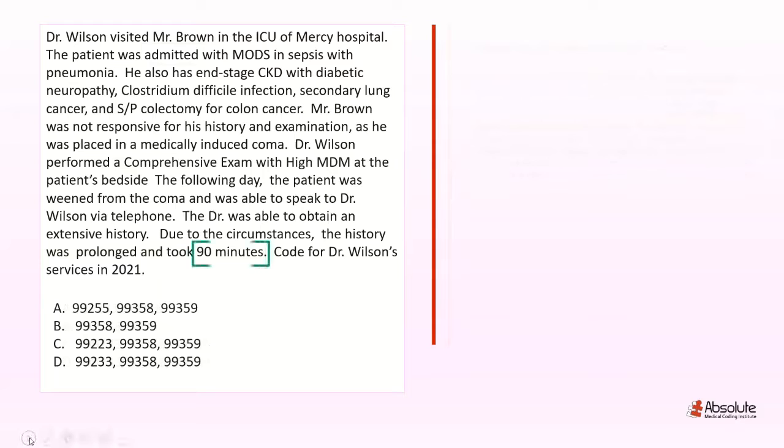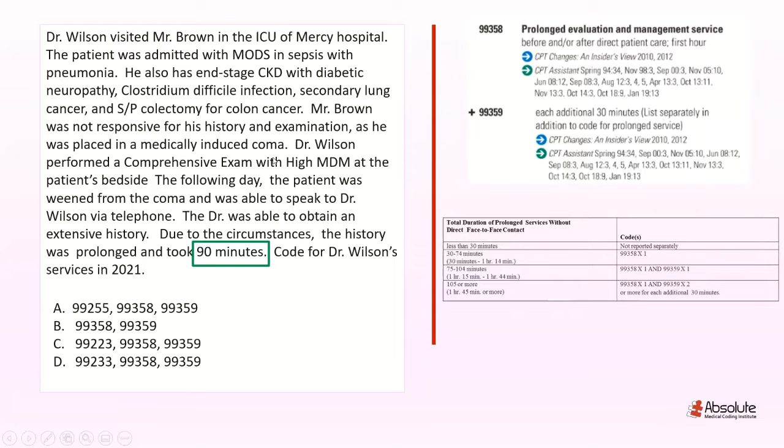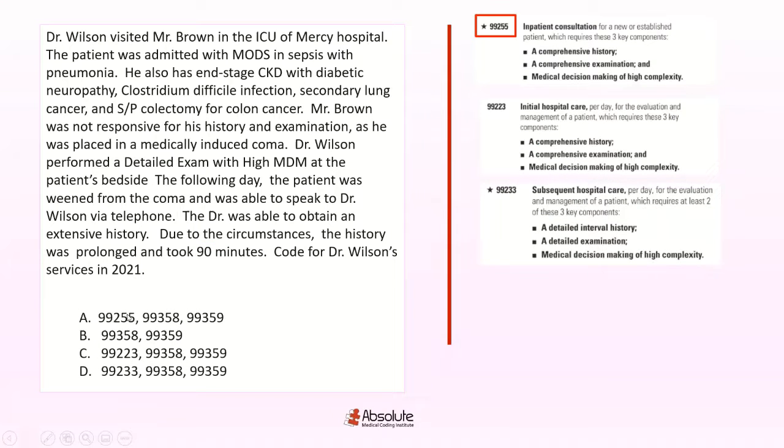And let's go ahead and look at our times for our prolonged service codes 99358 and 99359. So remember that 99358 is for the first hour and 99359 is for each additional 30 minutes. So I'm going to pull out the chart. This makes it so much easier. So if we look for the 90 minutes on our chart, the 90 minutes of time falls right here, and it tells us to code 99358 once and 99359 once. Okay, so if we look over at our answers, we have all of those codes in A, B, C, and D. So that's good.